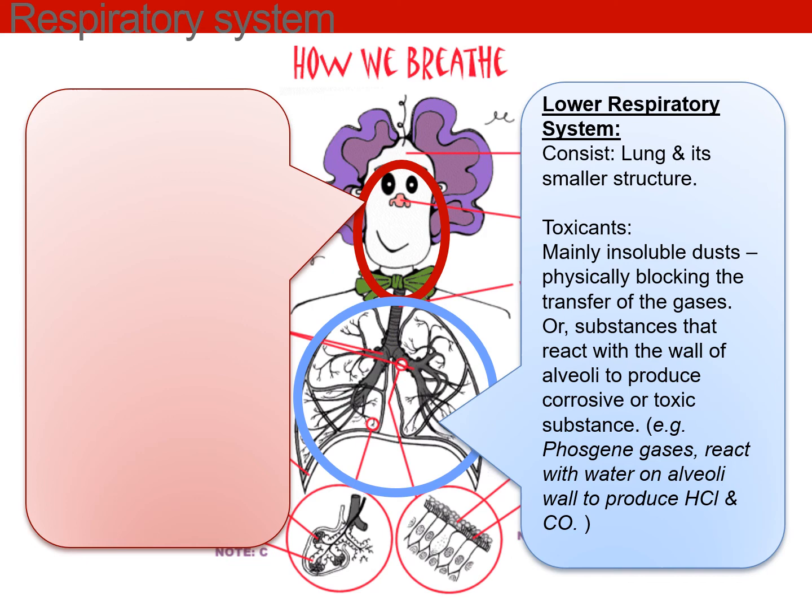Other toxicants react with the wall of the alveoli to produce corrosive or toxic substances. An example given here is phosphine gas. It reacts with water on the alveoli wall to produce HCl and carbon monoxide.